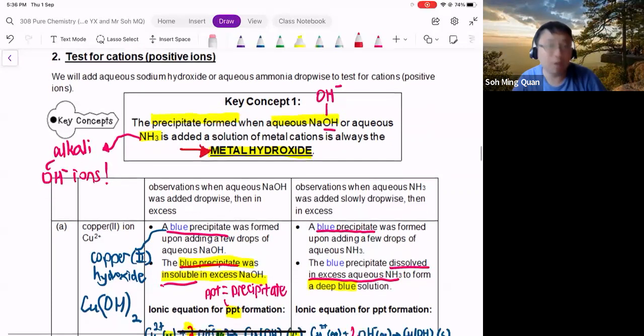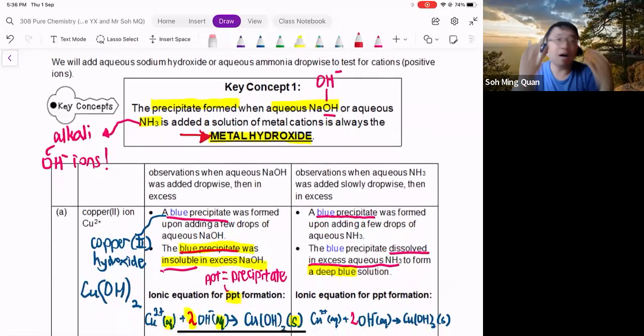For example, we go to copper 2. How do you prove that a solution contains Cu2+ ions? One way is to add aqueous NaOH, dropwise first, then in excess later on. So you will form a blue precipitate when there is Cu2+. So what is this blue precipitate when you add NaOH? This is copper 2 hydroxide. So the precipitate is always the metal hydroxide. In this case, copper 2 hydroxide. All right.